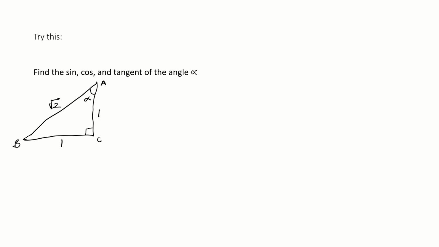So we have an exercise here. Try this. Find the sine, cosine, and the tangent of the angle alpha below. We have a triangle where the two sides are 1 and 1, and the hypotenuse is √2.